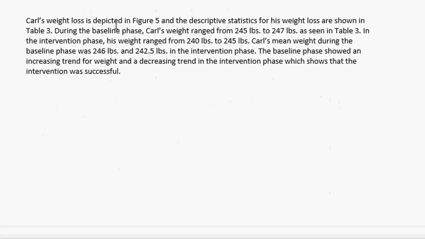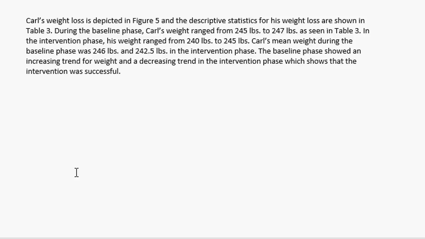Here's Carl's weight loss is depicted in Figure 5, and the descriptive statistics for his weight loss are shown in Table 3. During the baseline phase, Carl's weight ranged from 245 to 247, as seen in Table 3. In the intervention phase, his weight ranged from 240 to 245. Carl's mean weight during the baseline phase was 246 and 242.5 in the intervention phase. Baseline phase showed an increasing trend for weight and a decreasing trend in the intervention phase. Okay, so let's tighten it all up. Again, we'll put it into a different font so we can distinguish what I'm writing. A couple of tips here.